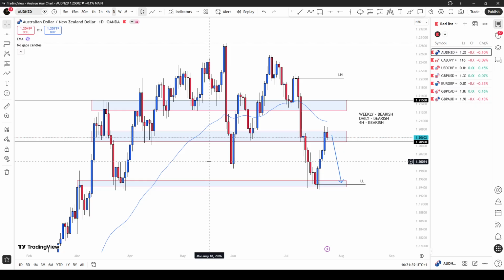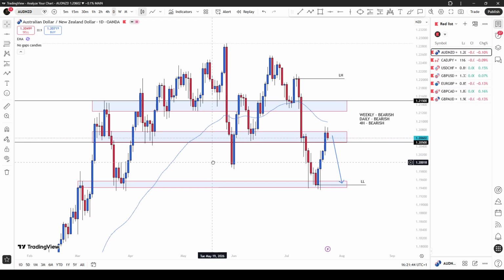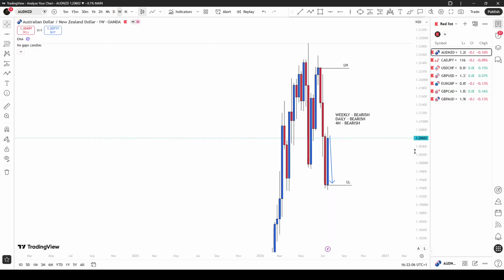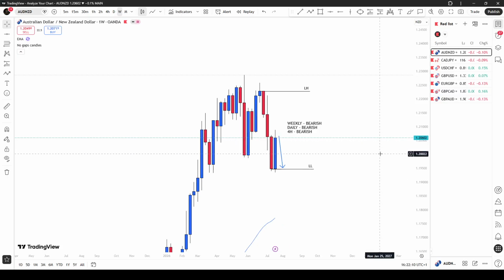So I'll be starting off with AUD NZD. We'll be running top-down analysis to see if price will give us a high probability setup this week. So AUD NZD on the weekly time frame, you can see that we are clearly bearish on the weekly time frame.